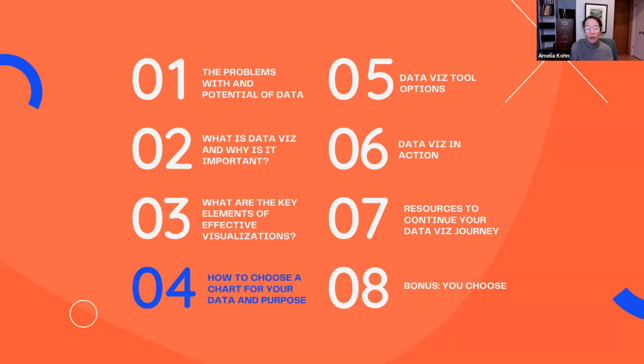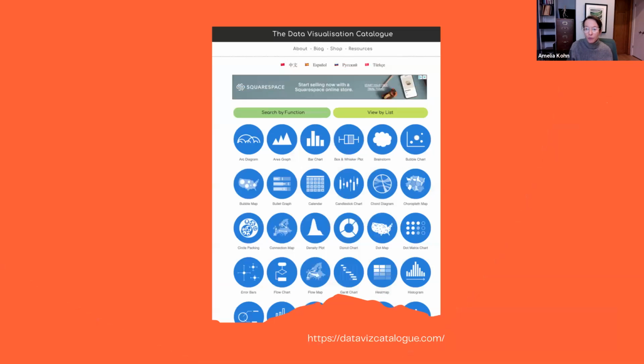Okay, how to choose a chart for your data and purpose. I'm going to show you some good resources to use in choosing a chart. Don't feel like you need to take notes here. These are in the handout that Tim has provided to you. The Data Visualization Catalog is an online resource and is a great place to look up various chart types and see what each are good for.